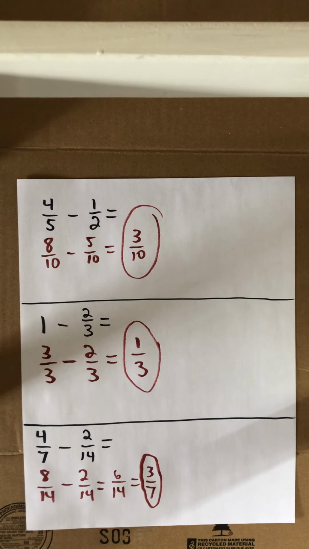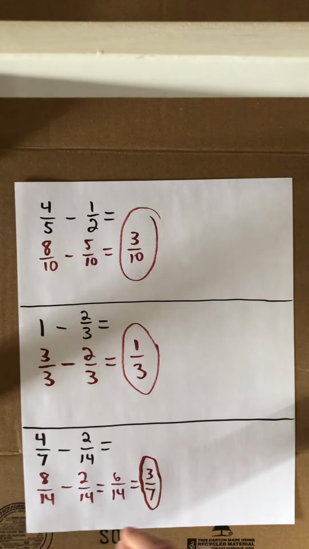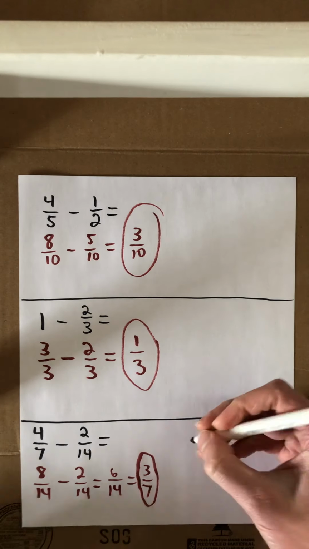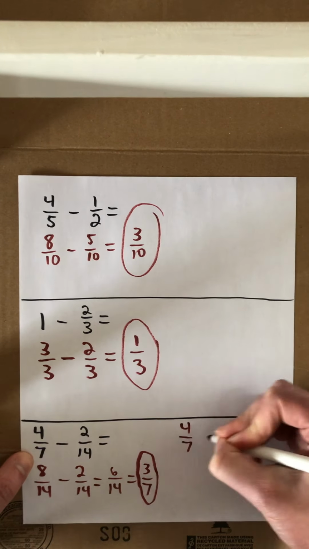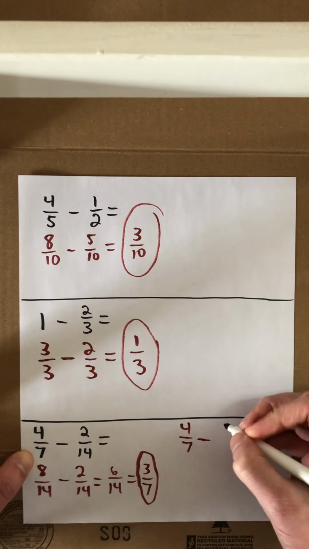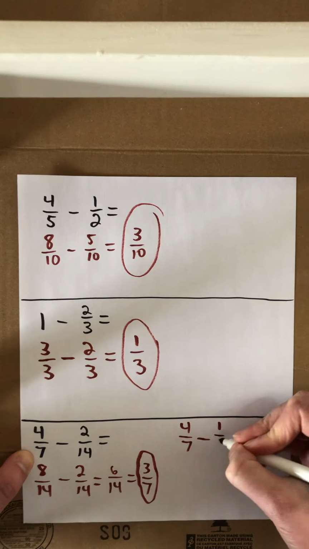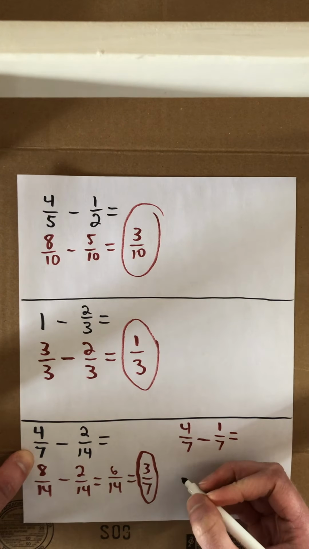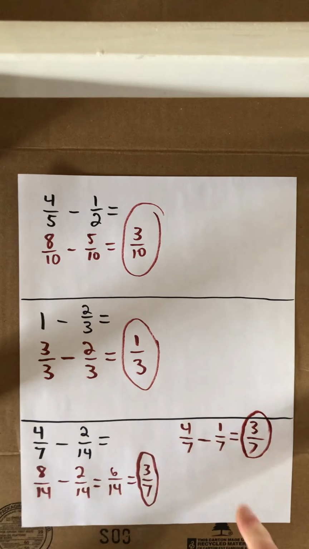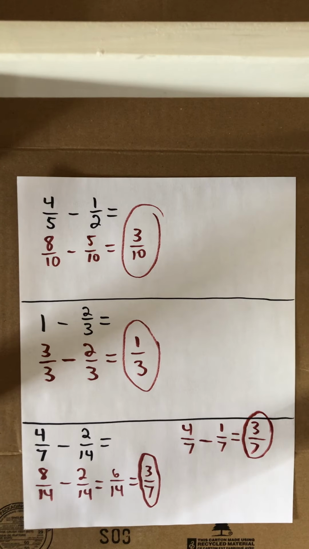Some of you might have noticed again that rather than changing these two numbers, I could have actually changed these two instead. So if I would have done that, I would have still had 4 out of 7, of course, to start with. And my 2 out of 14, if I divide these both by 2, it could have been 1 out of 7. 4 out of 7, take away 1 out of 7, still gives me 3 out of 7. So you can see how both methods get you to the right answer in the end.